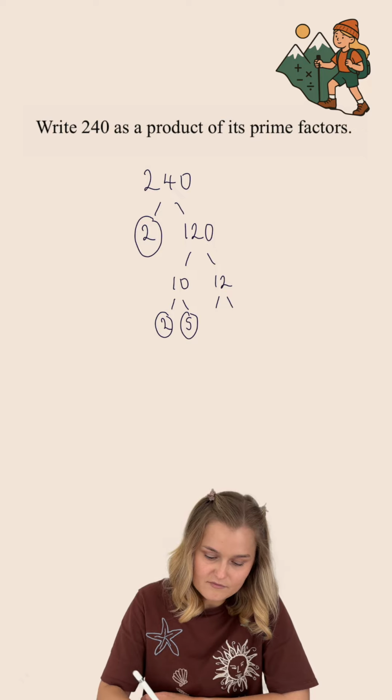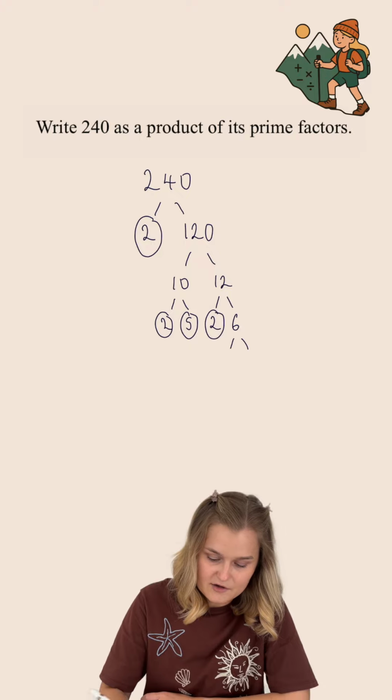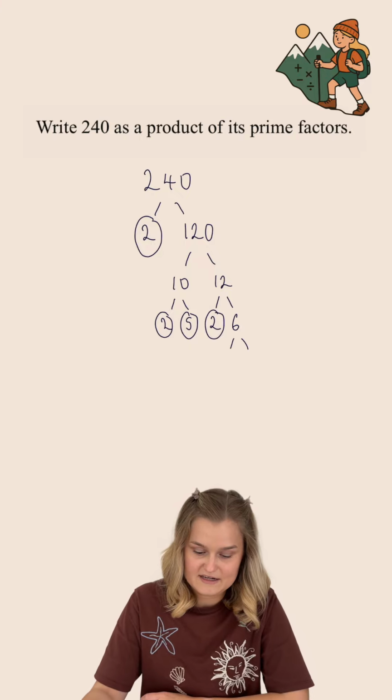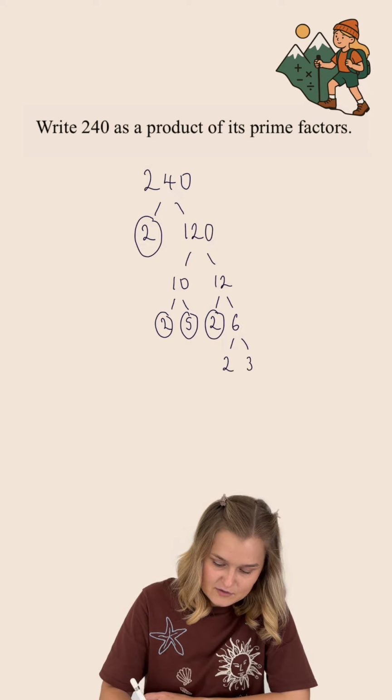Now for two numbers that multiply to make 12, I'm going to go with 2 and 6. 2 is prime, so again, I'm going to circle that one, and I need to continue my factor tree down from 6. Two numbers that multiply to make 6: 2 and 3, both of which are prime, and so we circle both of them.